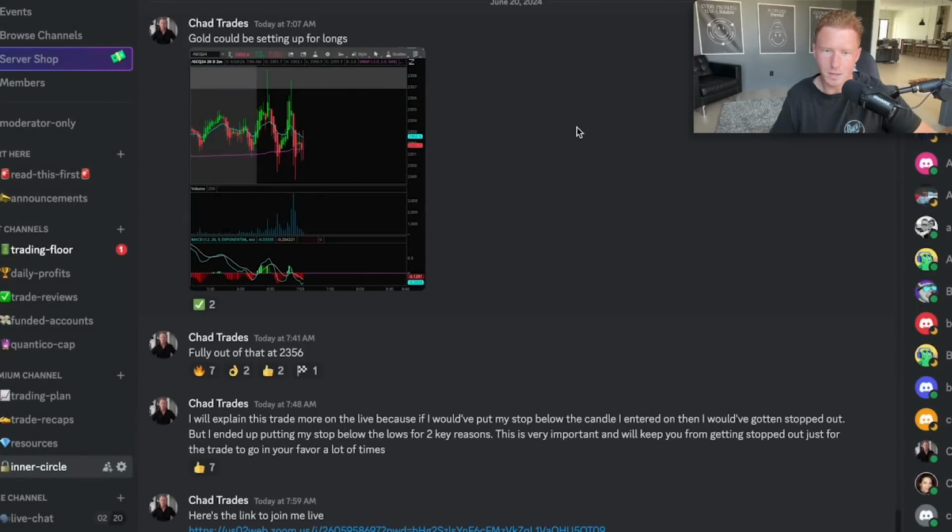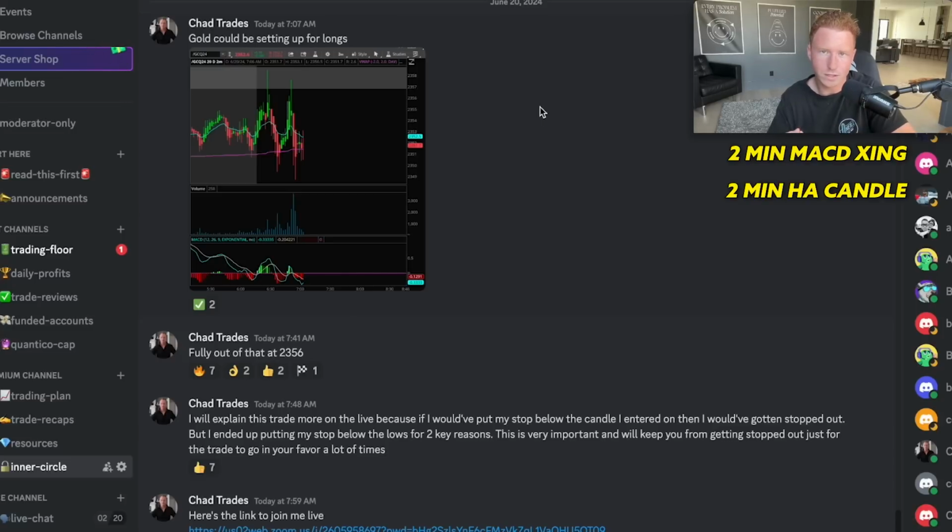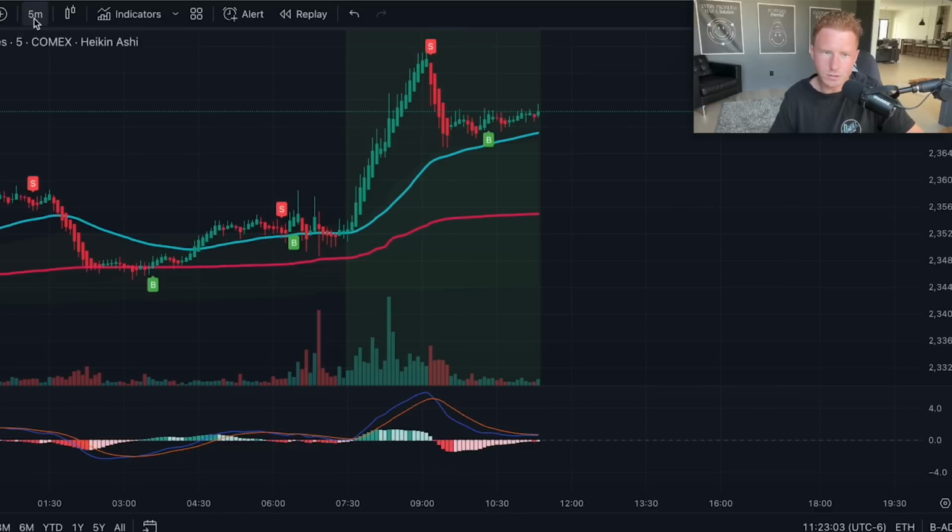So basically, people in my Discord know that, when I'm interested in longs or shorts, I'm looking for two things to actually enter the position. I'm looking for a 2-minute MACD cross and a 2-minute bullish or bearish Heikin-Ashi candle. In this case, bullish because we're looking for longs. As you can see, now we're going to go into the 2-minute time frame.